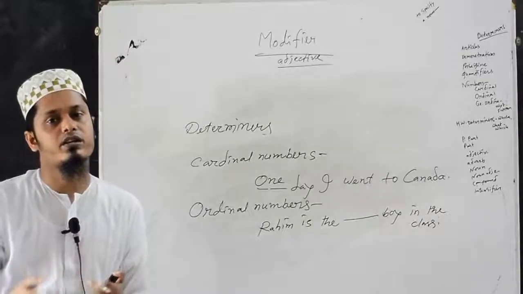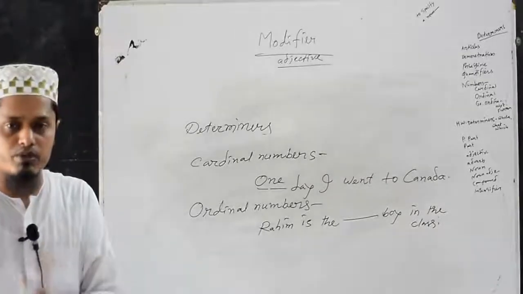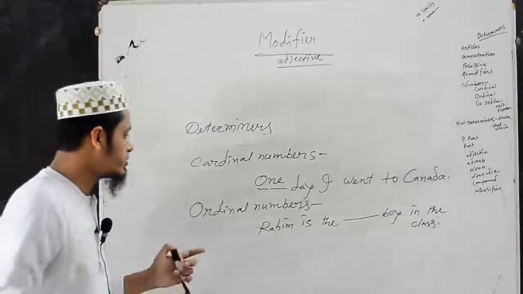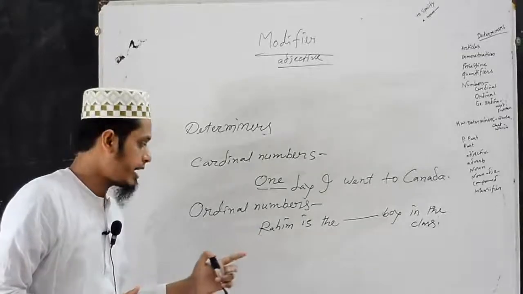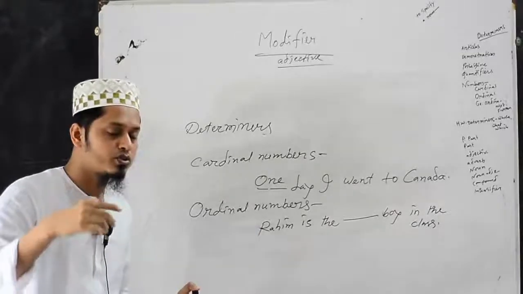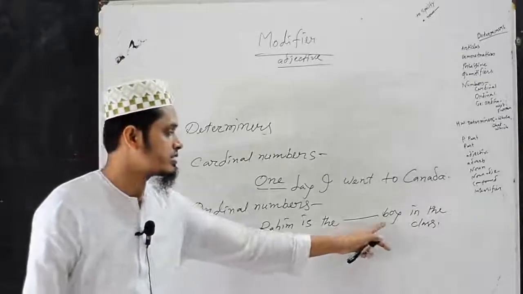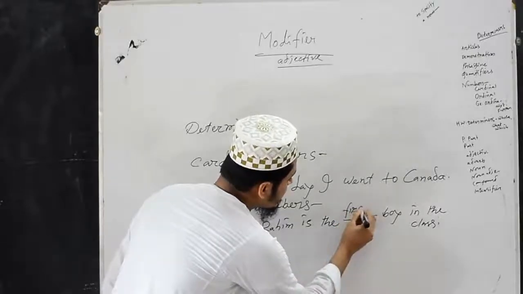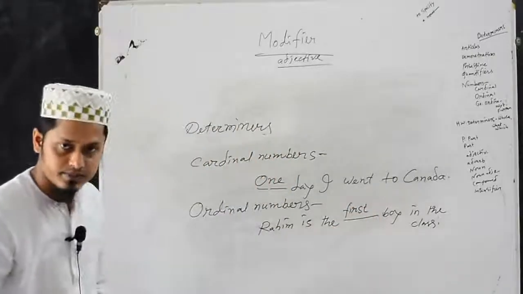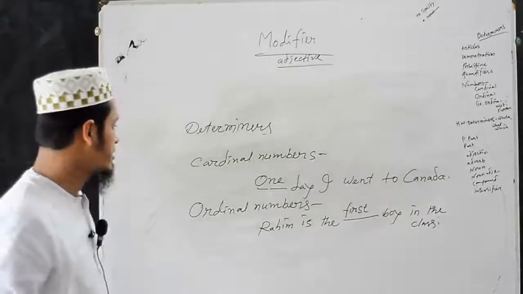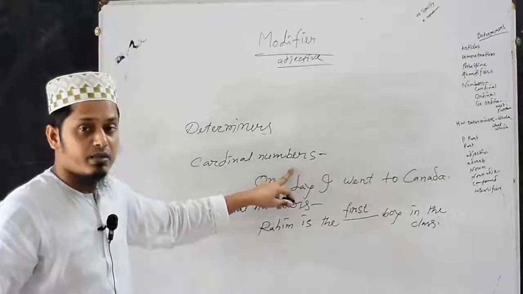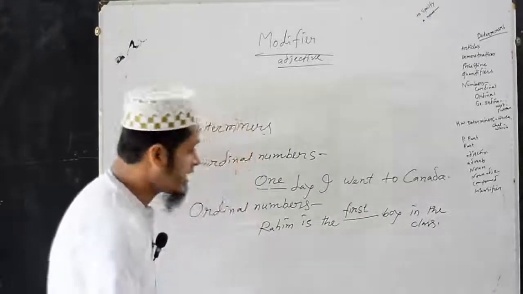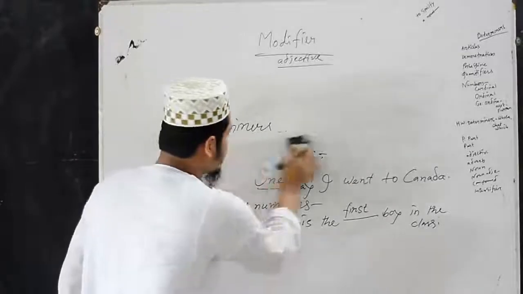He's the first boy, he's the second boy, he's the third boy, he's the fourth boy, he's the fifth boy, such. These are also used as pre-modifier to modify a noun, here boy. If I write first boy, second boy, third boy. So, cardinal numbers, ordinal numbers can be used as pre-modifier.